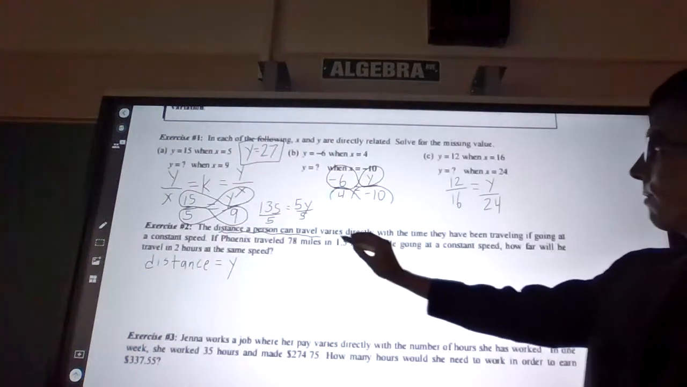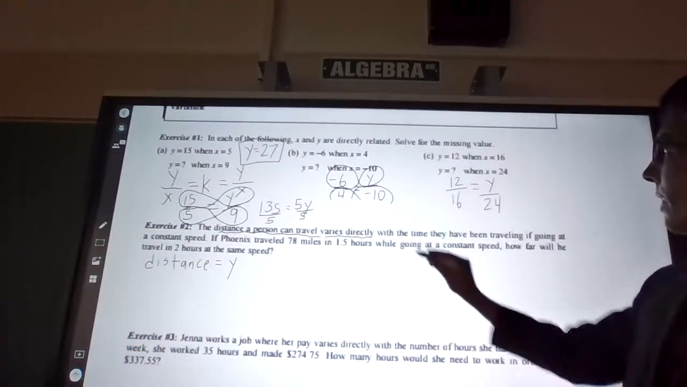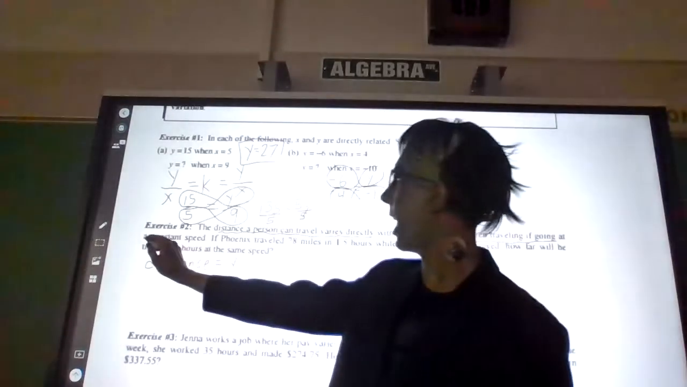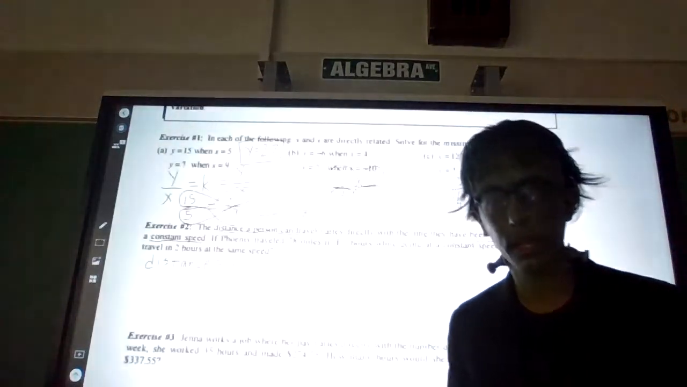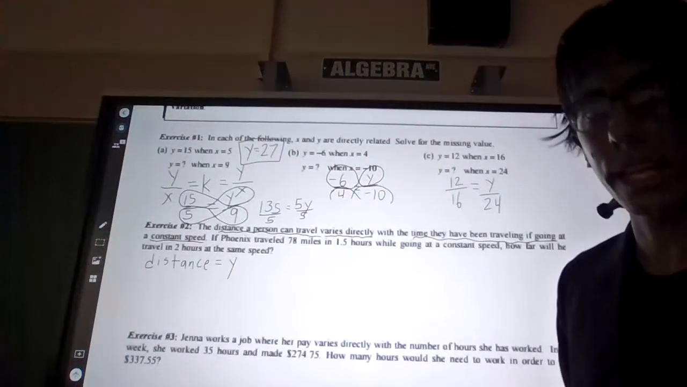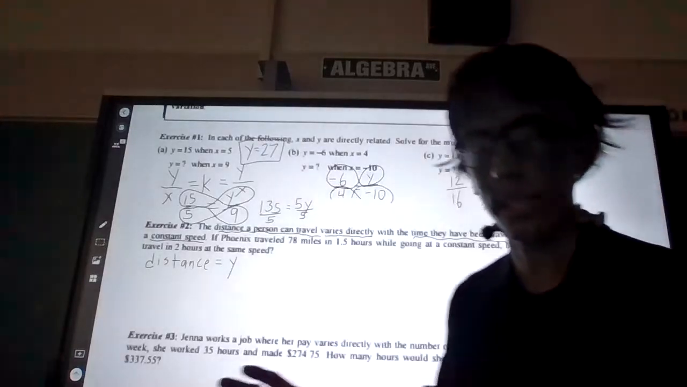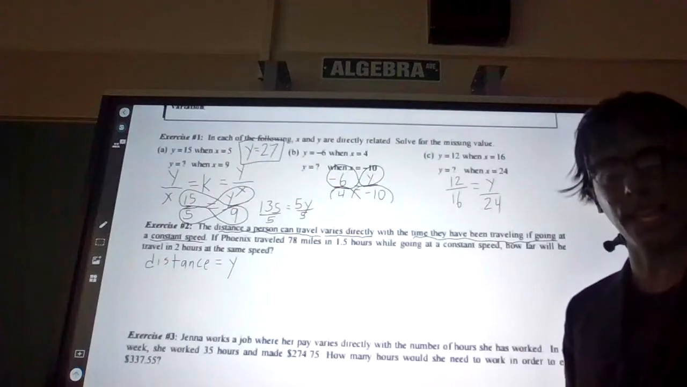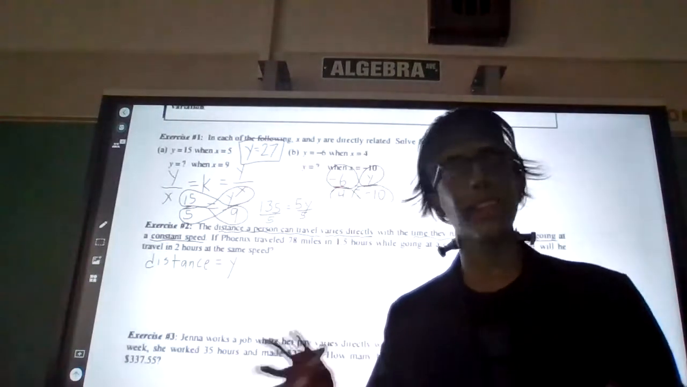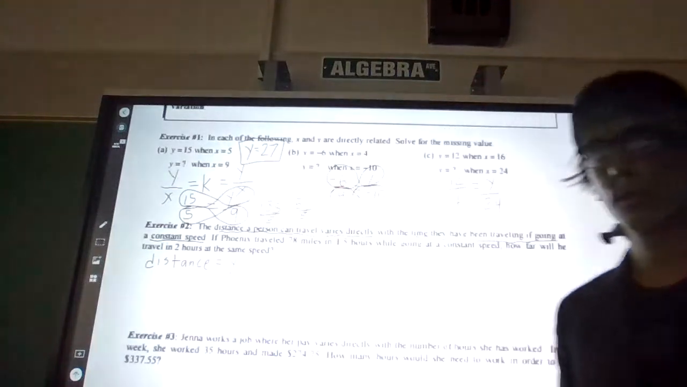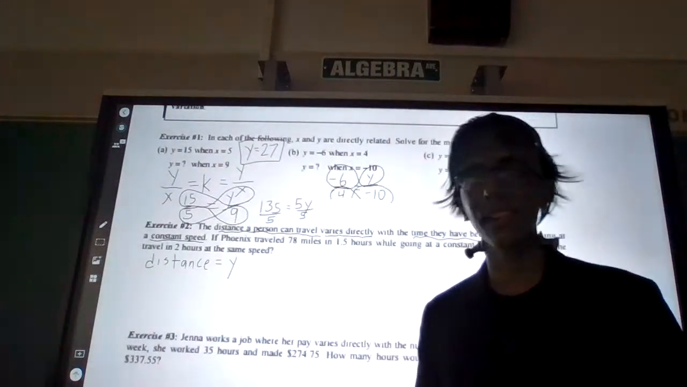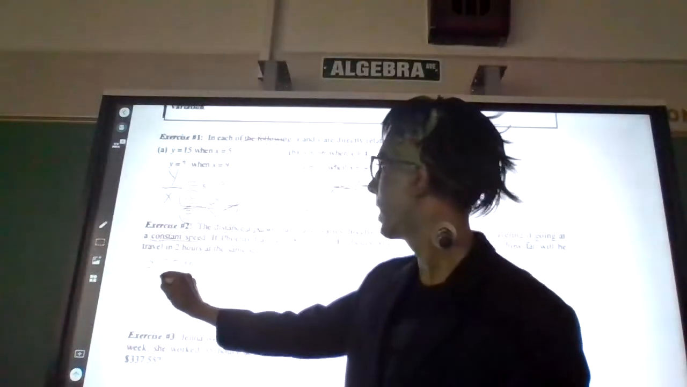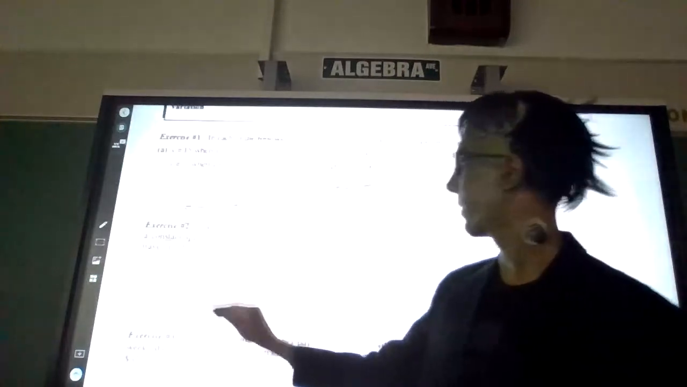So the distance a person can travel varies directly, of course that's important there, with the time they've been traveling, if going at a constant speed. Constant speed, guys, that is a key word for this unit, for this lesson. And maybe the unit. Ooh, who knows? Okay, constant speed, that's a key, or just constant in general. Okay, because that means we have a constant of variation, that k value. All right, so our time is x.